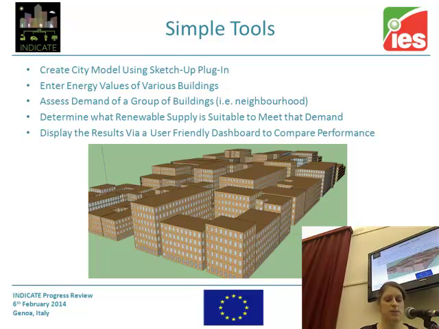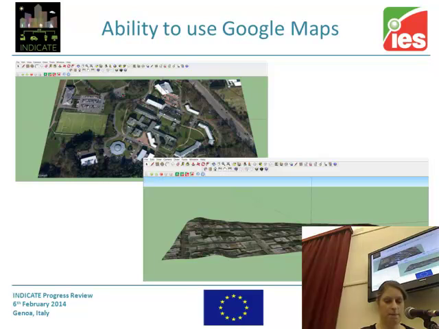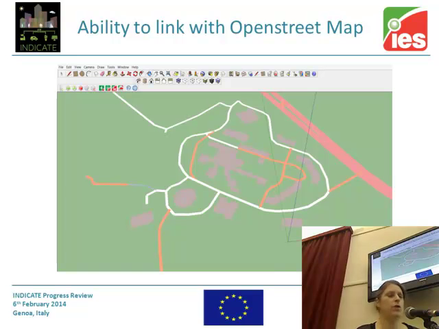And the results are then displayed via a user-friendly dashboard, and there's a number of simple indicators to allow you to compare performance. So the tool in the first instance allows you to link with Google Maps, so we can bring in a map from Google Maps that is already available, or we can link it with OpenStreetMap. Or you could also link it with OS Maps as well.